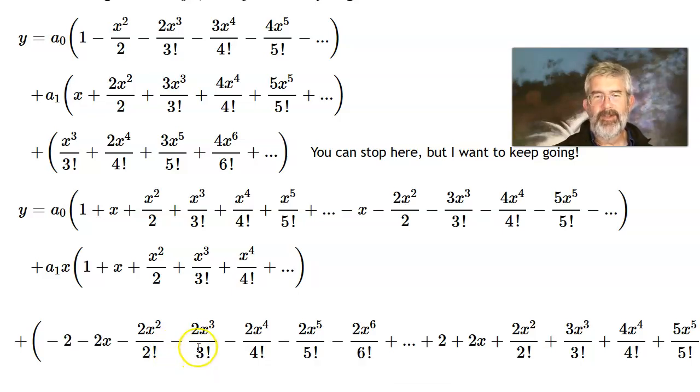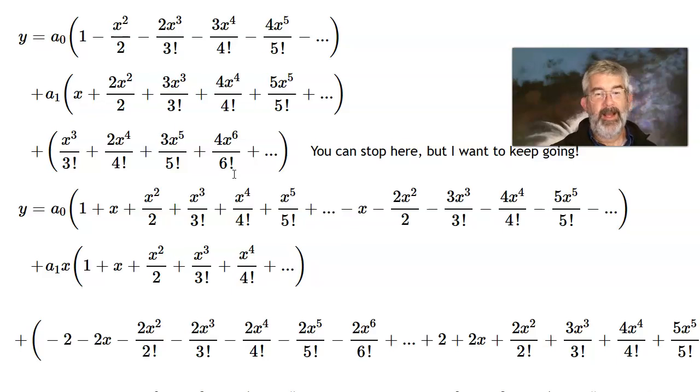So convince yourself that if you combine like terms down here, you get to what you started with. For instance, there's a minus 2x cubed over 3 factorial, and there's a plus 3x cubed over 3 factorial, which is that 1 that's there. And likewise, the 2 and the 4 give the 2 that's there, and the minus 2 and the 5. Anyway, these add up to those that are in the parentheses.